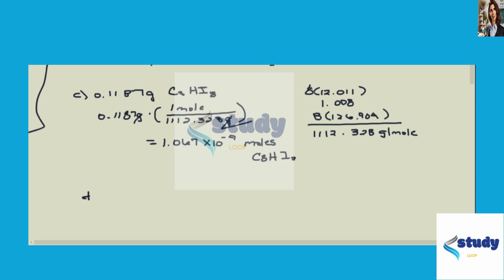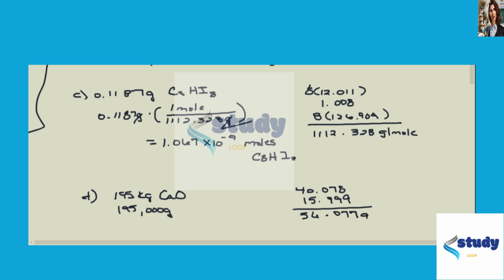Okay, the very last one is calcium oxide, and I have 195 kilograms of calcium oxide. Once again, let's change from kilograms to grams, so this would be 195,000 grams. Then calcium, go to our periodic table. Calcium is 40.078, and oxygen is 15.999. Add those together and I believe we get 56.077 grams per mole.